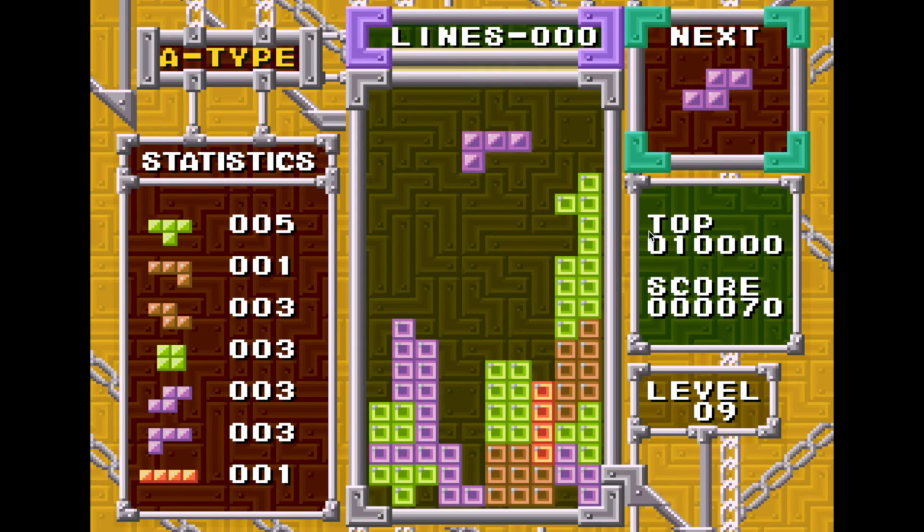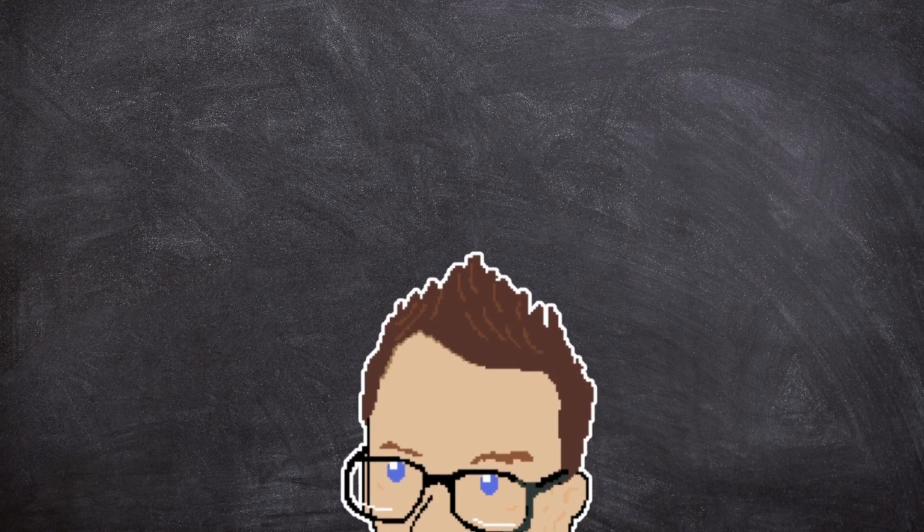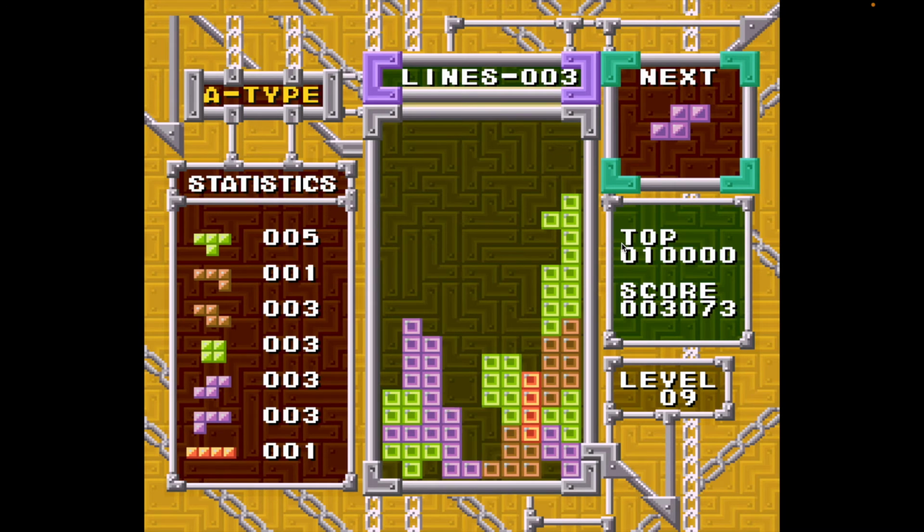What do the 1980s puzzle classic Tetris and this linear system have in common? Well, not much, really. But that won't stop me from helping you understand how to solve a linear system using elimination, using Tetris as a visual metaphor.